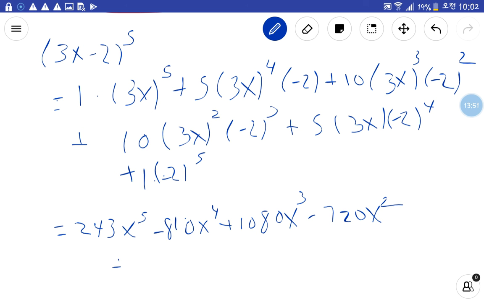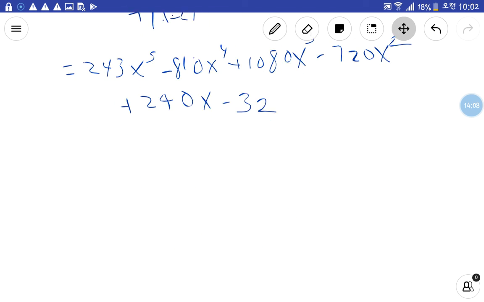Now, negative 2 to the 4th power would be 16. 16 times 5 times 3 will be 240x. And negative 2 to the 5th power is negative 32. That will be our answer.